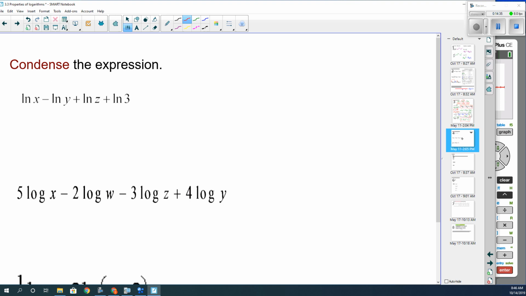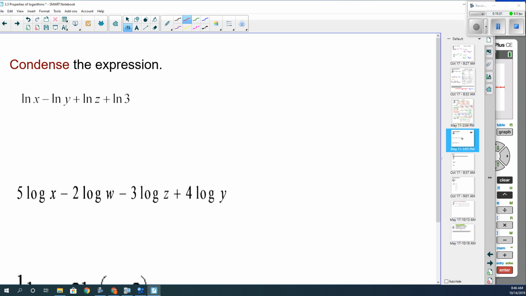Okay, now going reverse. Now we know how to expand. Now we want to condense. Condense means combine it into a single log. So the very first thing to condense it into a single log, you have to make sure they're all the same type of logs. So on this first one, they're all a natural log. On the second one, they're all just a log base 10 because there's no little base listed on any of them. So as long as they're the exact same type of log, you can condense it into a single log.